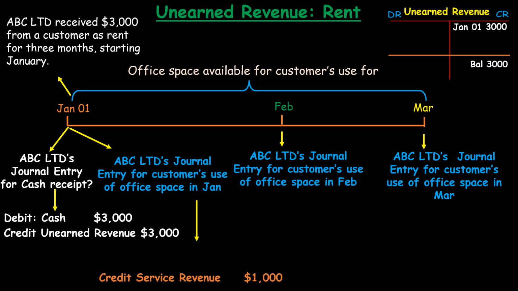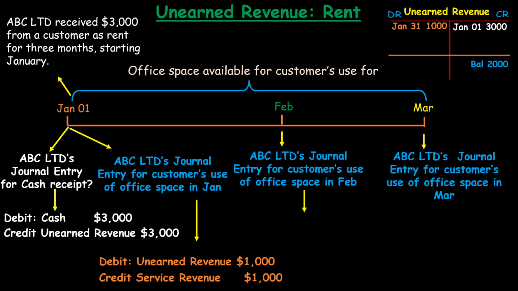It will credit revenue. And now, at the end of the first month, ABC Limited has 1 month less of the obligation to the customer to provide a service. So that means the unearned revenue account will be debited by $1,000. Since it's $3,000 for 3 months, that means $1,000 for a month. Looking at the T account in the corner, you can see $1,000 on the debit side of the unearned revenue. Now that brings the balance to $2,000 in unearned revenue, which means again ABC Limited has $2,000 of obligation to the customer to provide or to make available the office space to the customer.